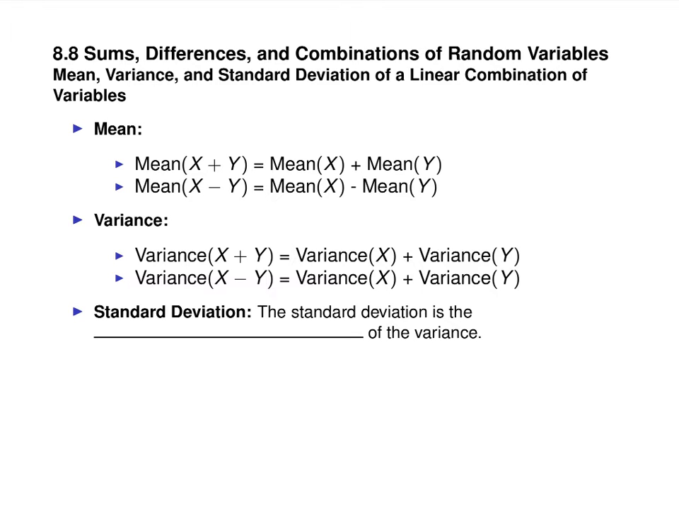And variance is also an operator that works this way. The variance of x plus y is variance x plus variance y, and the variance of x minus y is variance x plus variance y. The kind of interesting thing here is that this minus doesn't matter. That reason's a little bit more technical than we're going to go into in this course, but it doesn't. And then, to find the standard deviation, you take the square root of the variance.